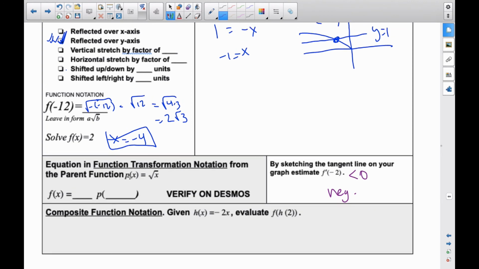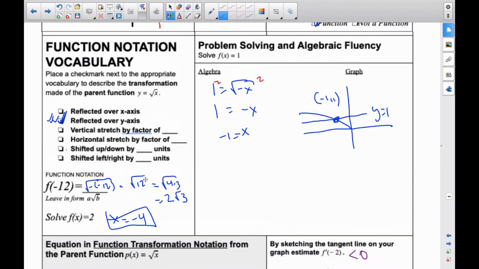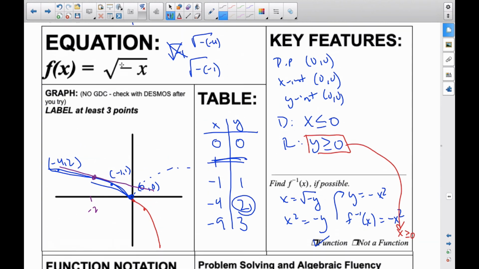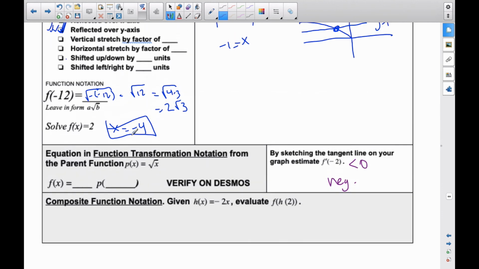And finally, if p of x is root x, what is f of x then? Well, I know f of x is equal to the square root of negative x. So what do I do to p of x to make it negative x? I make the x value negative, and this will just stay 1. If I plug negative x in for my x, I will get f of x, which is the square root of negative x. This one's tricky to get used to.